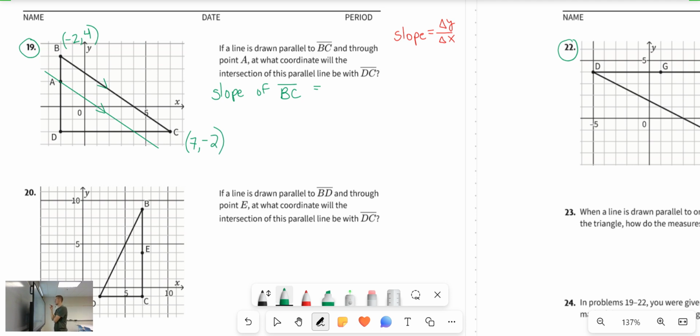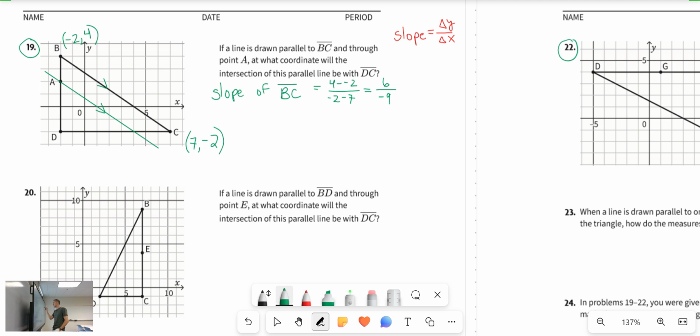So the slope of BC is the change in y over the change in x. So the change in y is from 4 to -2, so 4 minus -2, divided by the change in x, which is -2 minus 7. So 4 minus -2 is 6, and -2 minus 7 should be -9.